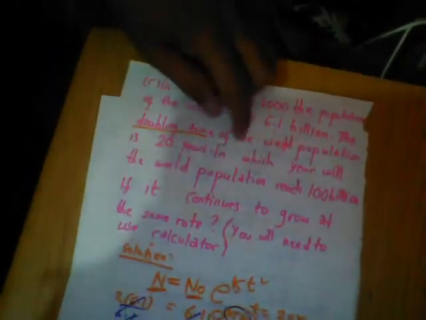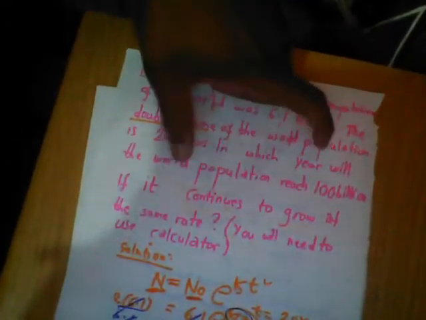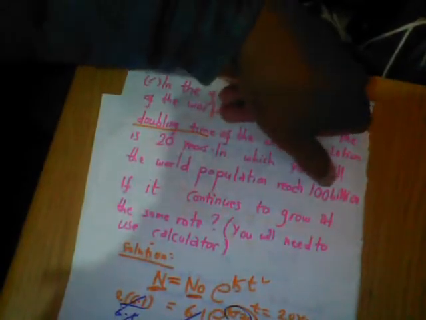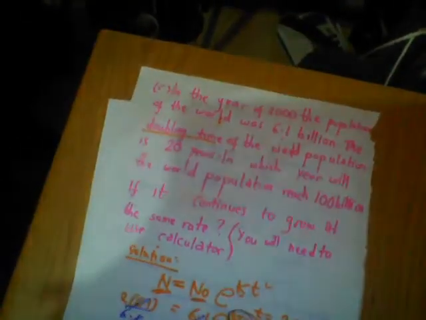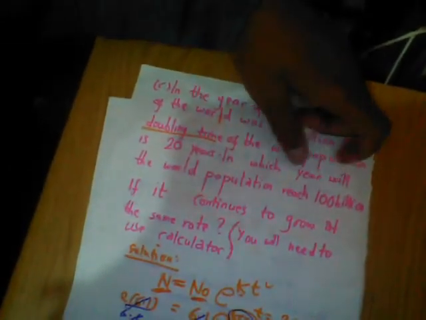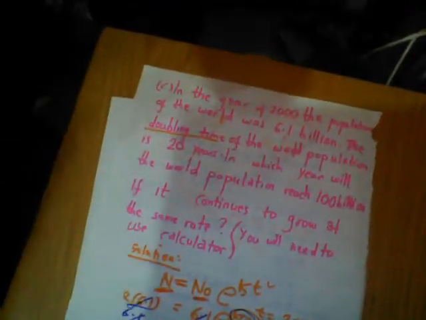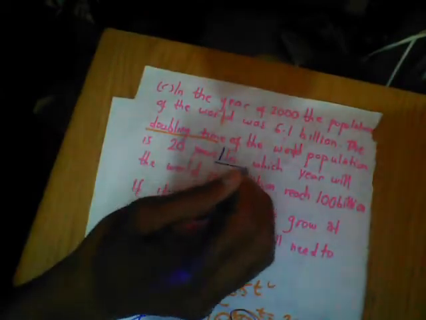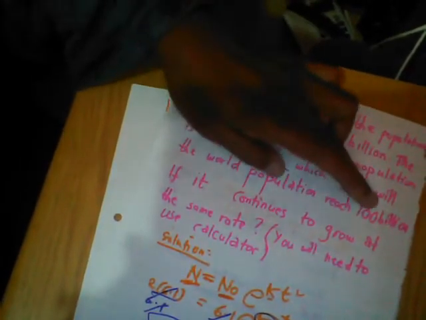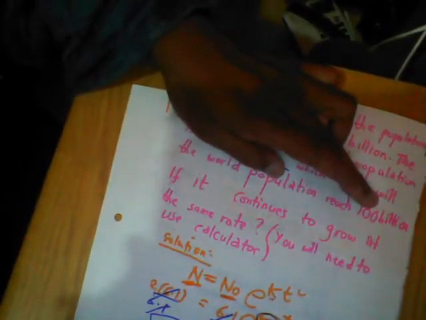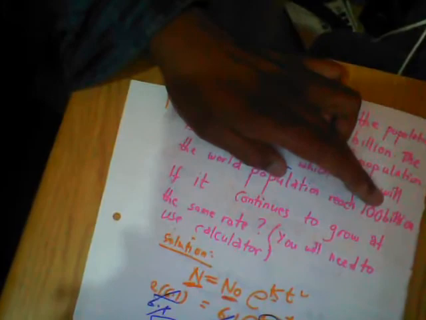So now we continue reading the question. The question is not done. They say, in which year will the world population reach 1 billion? So now we've got k, and we're going to start solving the question again, like a new pattern now. In which year will the world population reach 1 billion? So now we have a new final population.